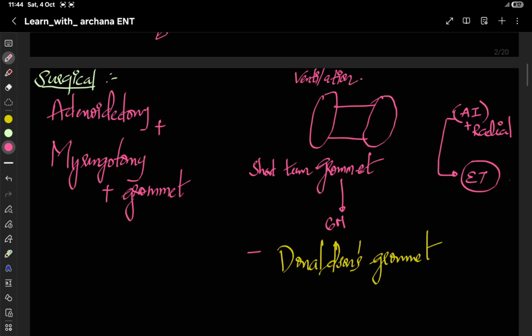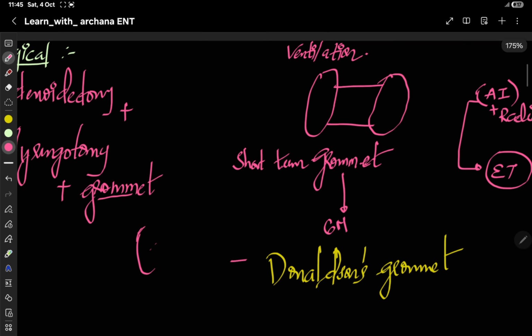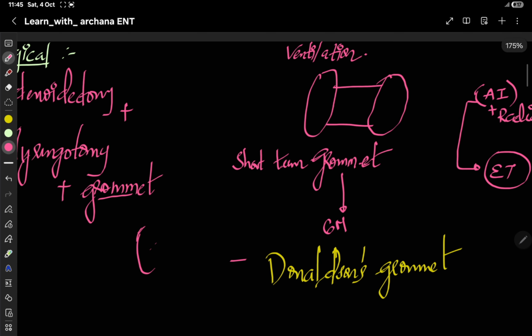First, what do we have to do? All this is happening because of the adenoid. So we have to do adenoidectomy plus treat the tympanic membrane. Behind the tympanic membrane, there are secretions, right? We have to remove that. So we have to do myringotomy plus grommets. Grommets are things like these that will provide ventilation.